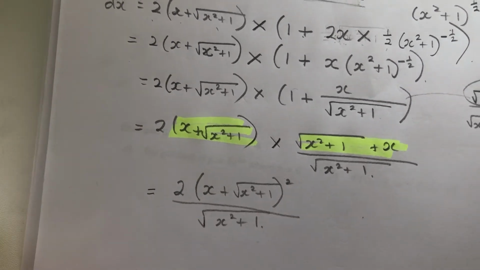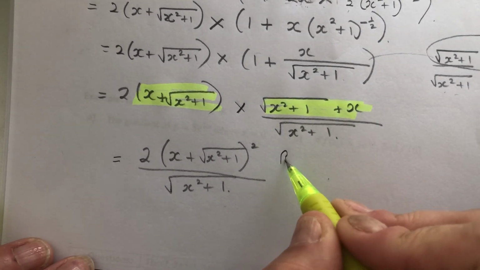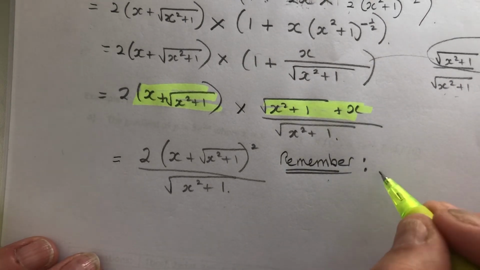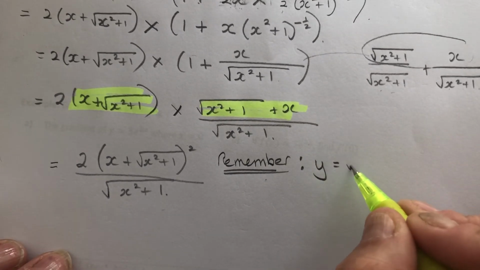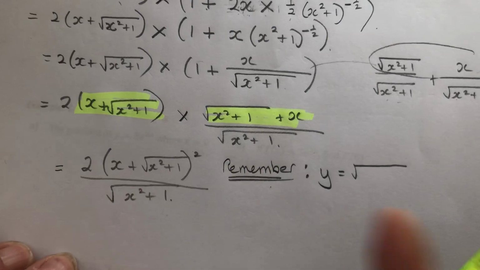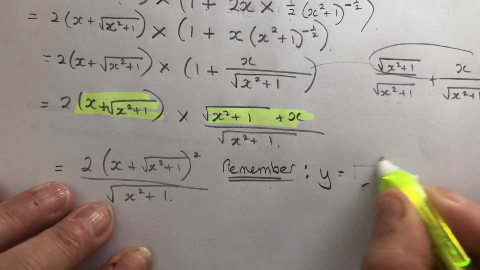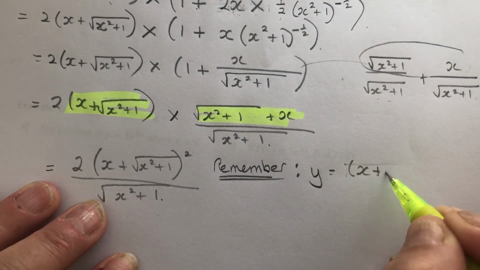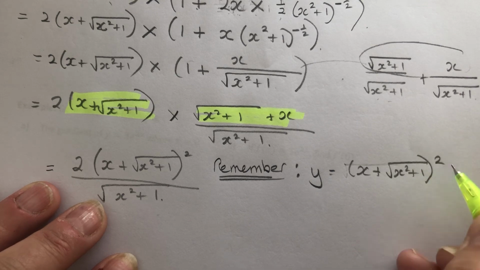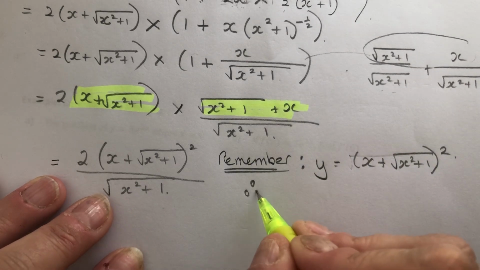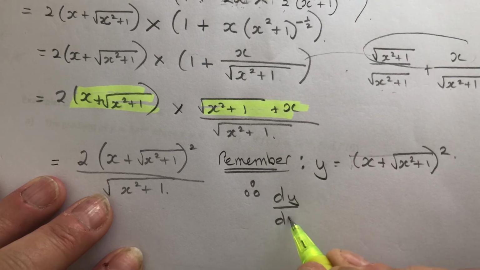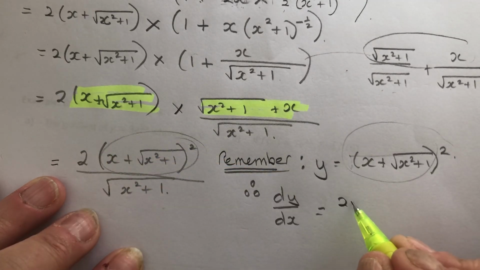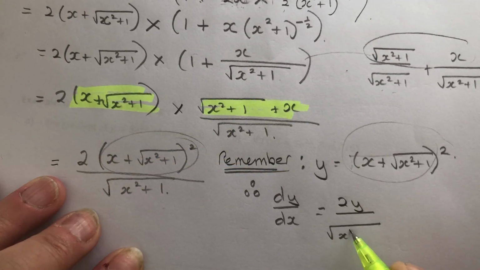Now, what you want to remember to finish this off is that y actually equals, let's just go straight for how it's written up the top, going back to the question, x plus root x squared plus 1 all squared. Therefore, our final answer, dy/dx, is equal to 2y over the square root of x squared plus 1.